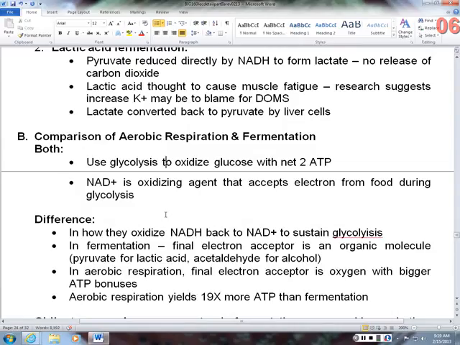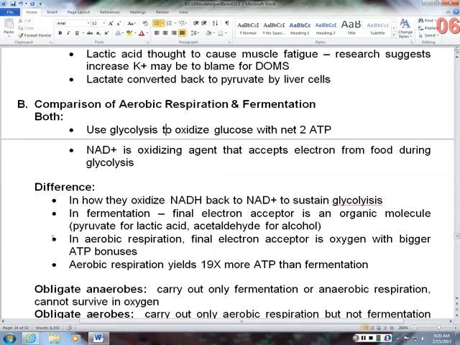In fermentation, your final electron acceptor is an organic molecule: pyruvate for lactic acid, acetaldehyde for alcohol. With aerobic respiration, the final electron acceptor is oxygen, and you get a lot more ATP out of that.